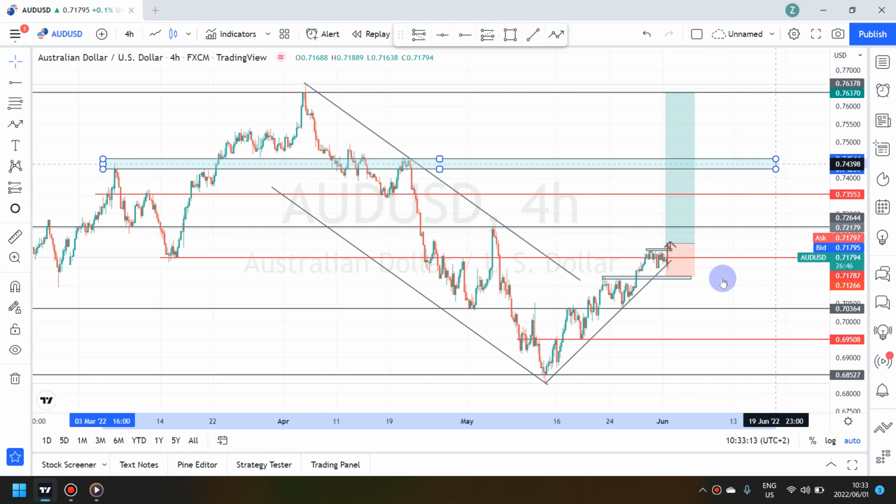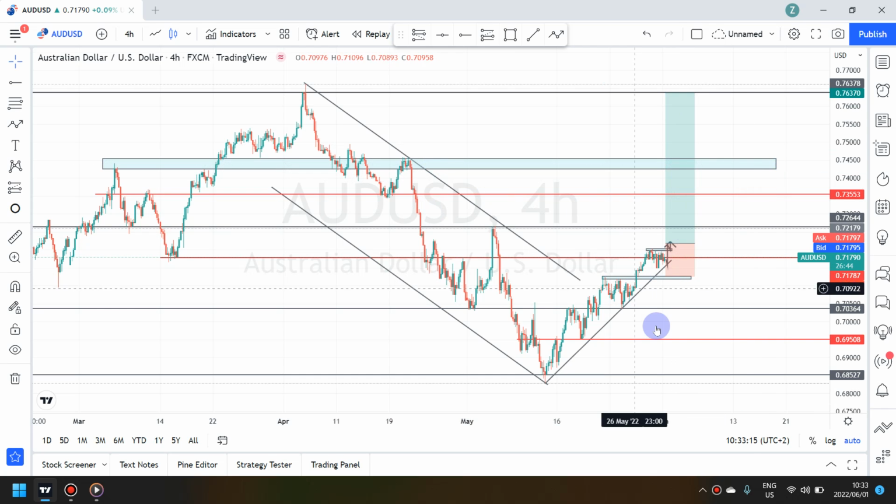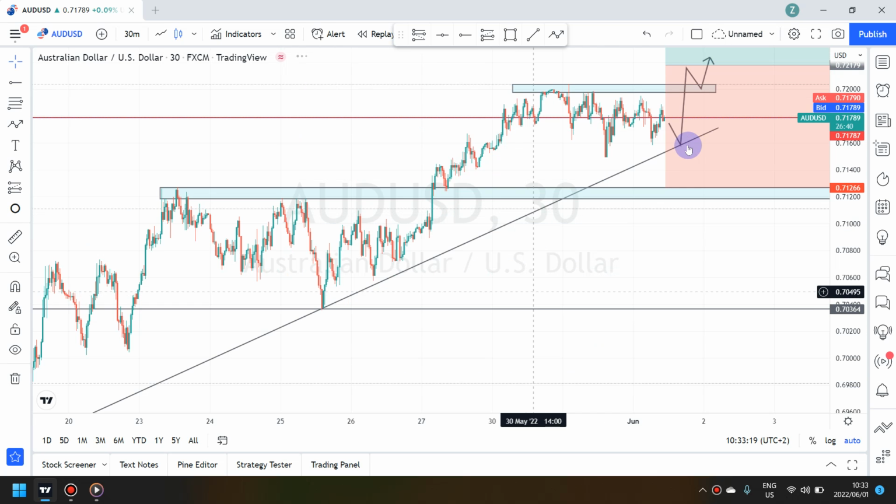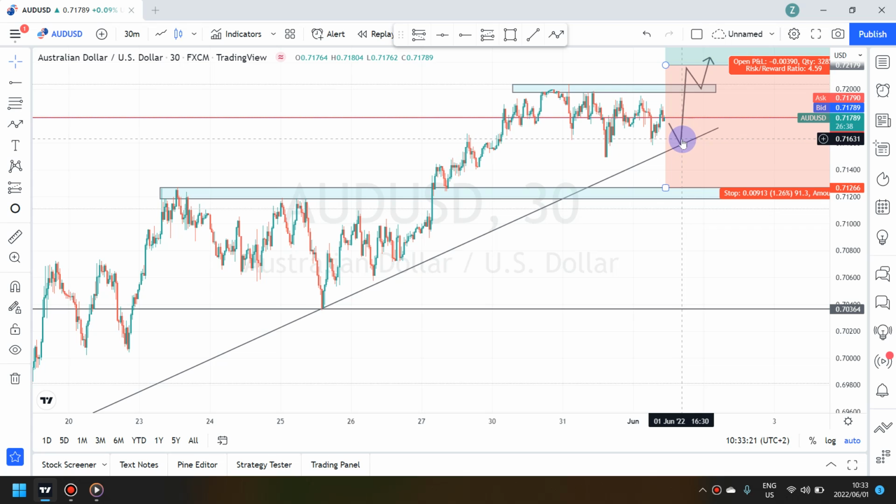So that's how you would cater for the buying opportunity, the buys on this AUDUSD pair.